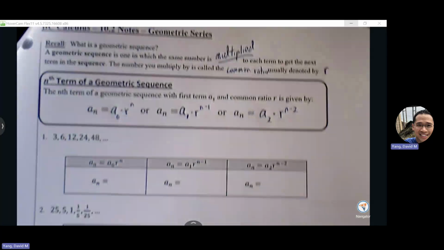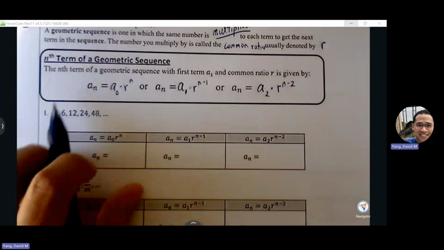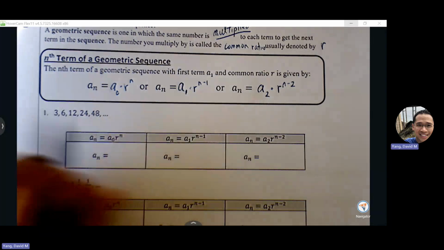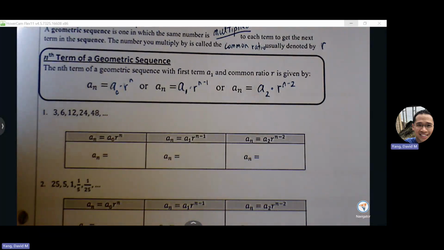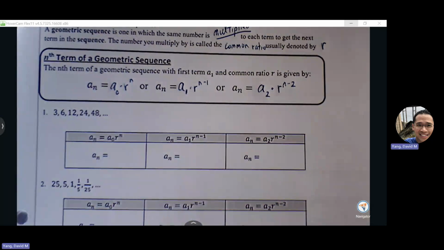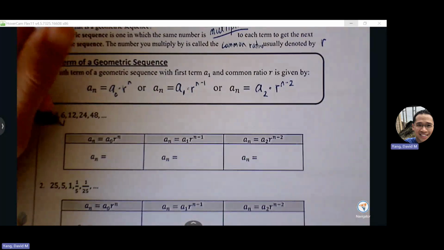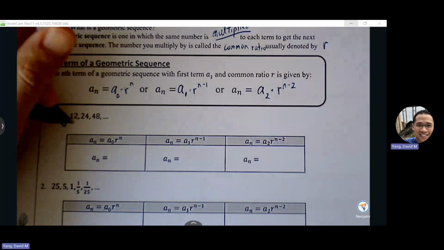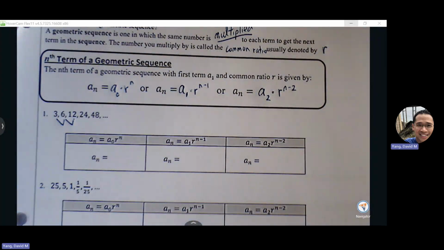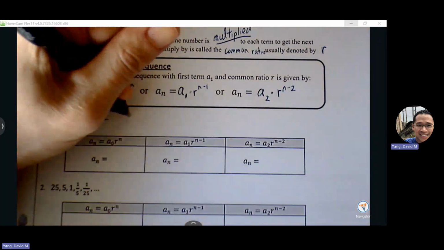Just to show you how these can work, let's say we have a geometric sequence 3, 6, 12, 24, 48. To find the common ratio, we can divide any term by the previous term, and we should get the same ratio every time. Here, 6 divided by 3 is 2. 12 divided by 6 is 2. So it needs to be the same ratio every time. And we can double check that.